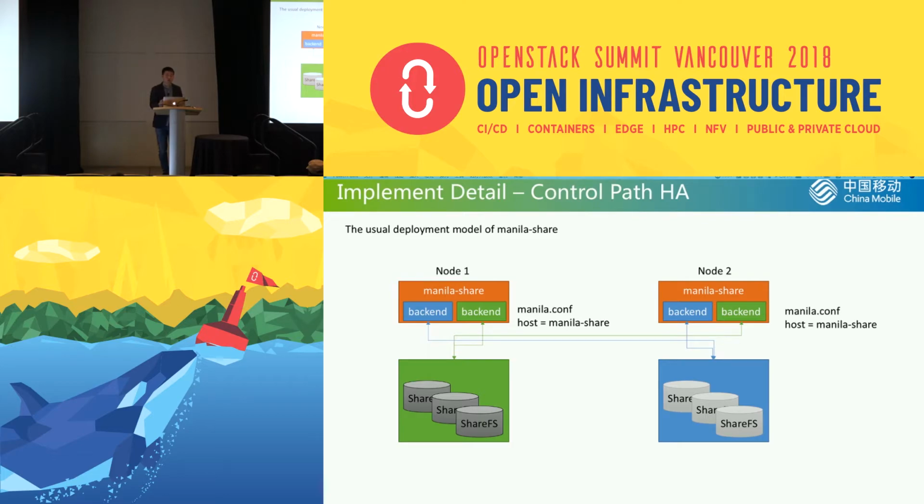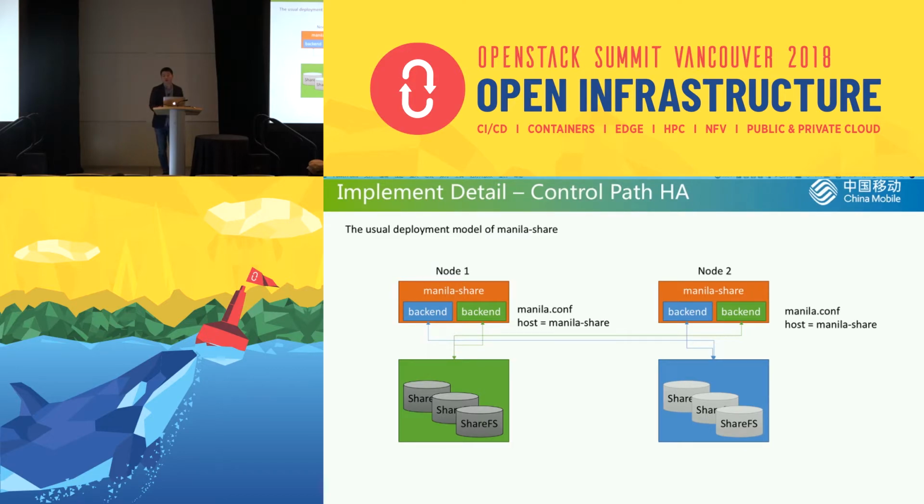Most of us use this deployment architecture to ensure that the share service is highly available for backend management. At the same time, we usually configure the 2 Manila share services with the same host in the Manila configuration file to achieve high availability of share services. Is this enough? In our test, when one of the share services is down, we may lose control of the shares created by the down service.